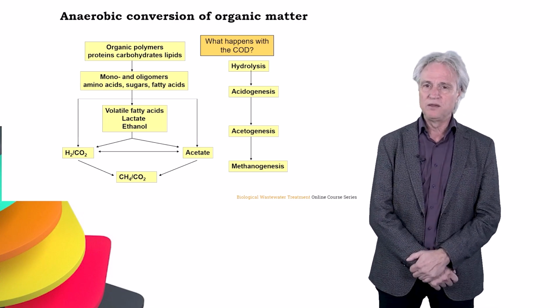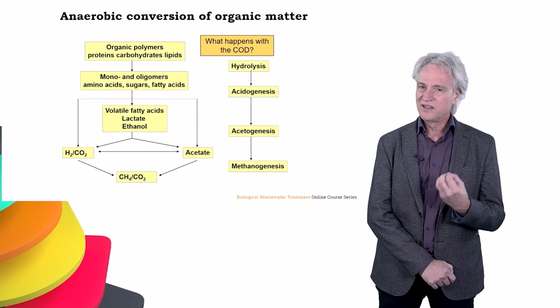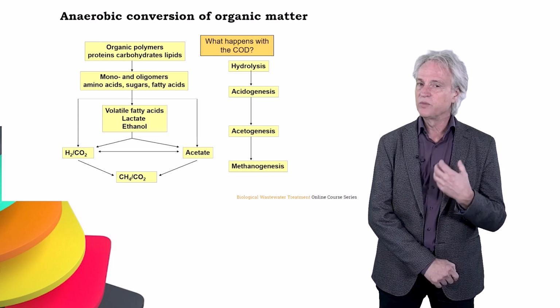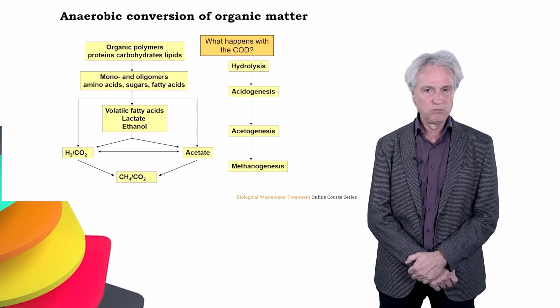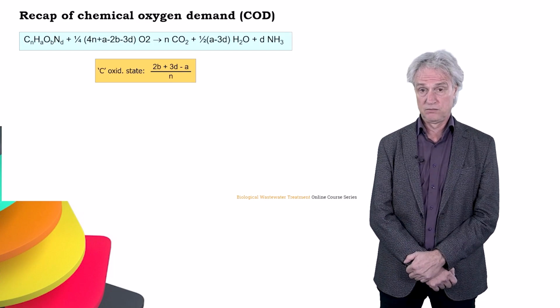A little bit of COD is accumulated in the biomass. But if you do remember, there's little energy available for microbial growth. That means we produce little biomass. So by far, most of the COD is in the end product, methane.